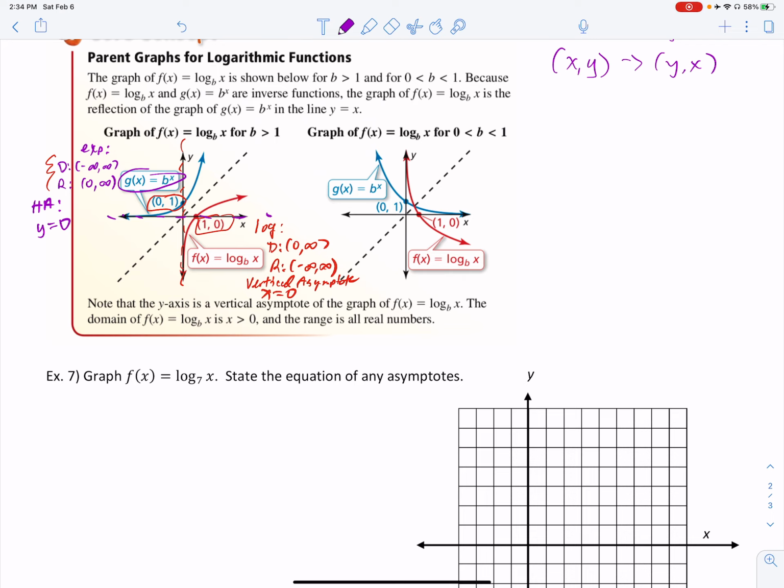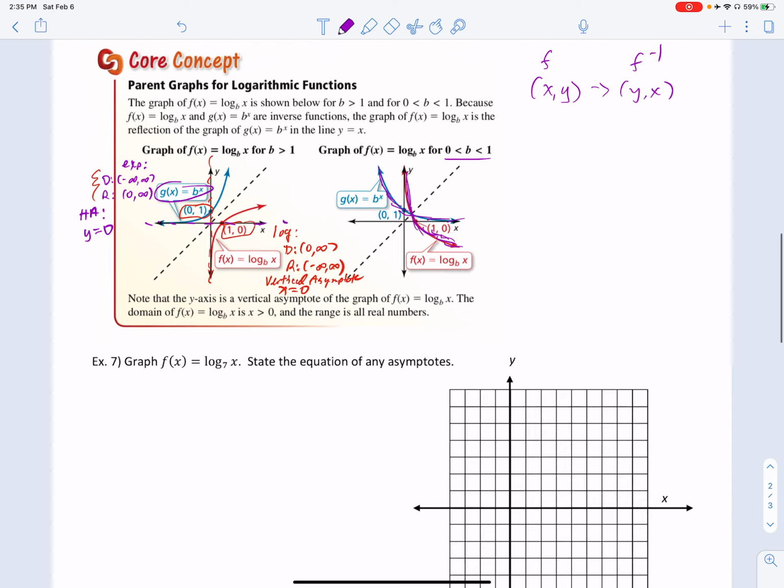All right, and here is an example of the inverses if the base is a decaying function. So if the base is between 0 and 1, then the exponential decreases as you go from left to right. And as you reflect it, then it looks like this on the inverse logarithmic function. Domains and ranges are the same as they were for the base greater than 1. Horizontal and vertical asymptotes are the same. All right, so how are you going to graph these? No calculator, folks.